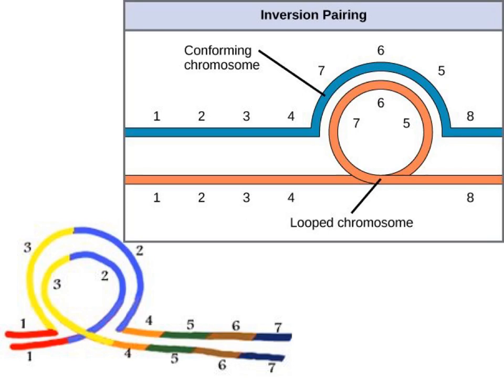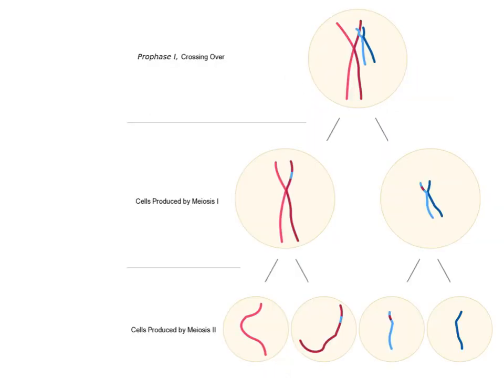During crossing over, one of the chromosomes got looped. The other chromosome is just fine, or is a conforming chromosome. So the crossing over points are the same, here and here, but one chromosome ends up with an inverted piece of DNA. Here, you can see that this chromosome got looped, and the crossing over breakpoints are right here and right here. This diagram shows a translocation.